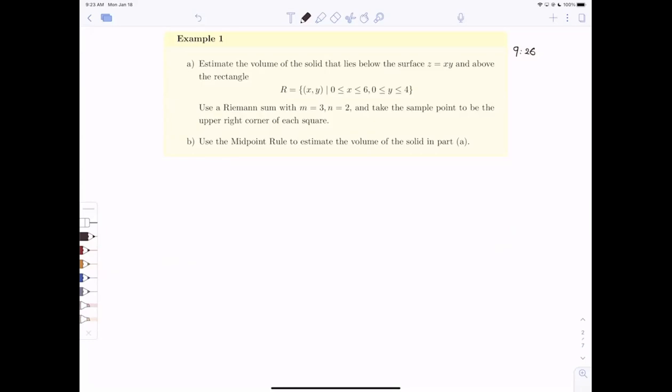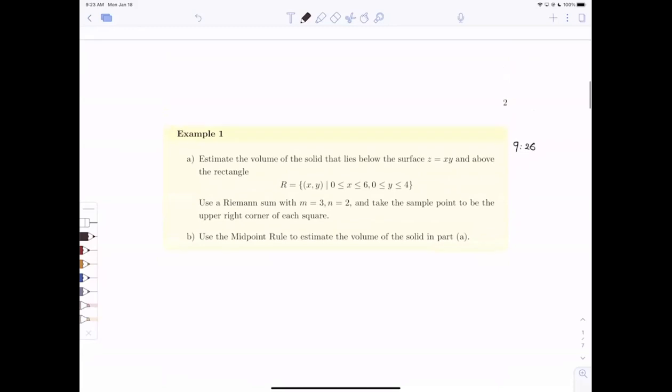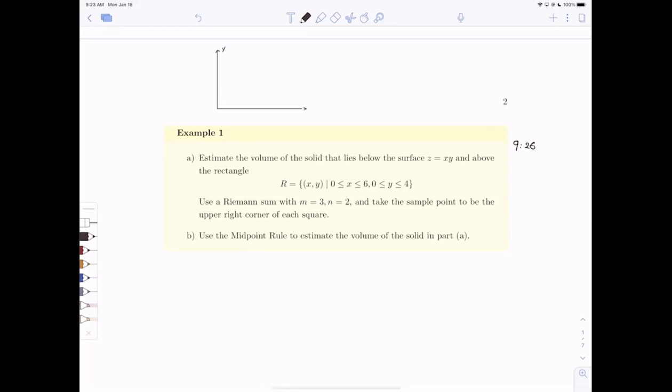Upper right, what does upper right mean exactly? Okay, so basically, let me draw something and I'll tell you. If your xy coordinate is like this, just like a Riemann sum, and let's say your x is from 0 to 3, y is from 0 to 2.